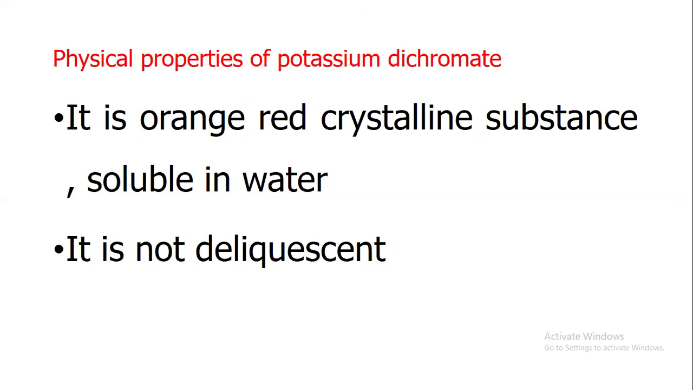Physical properties of potassium dichromate. It is an orange-red crystalline substance, soluble in water. It is not deliquescent.